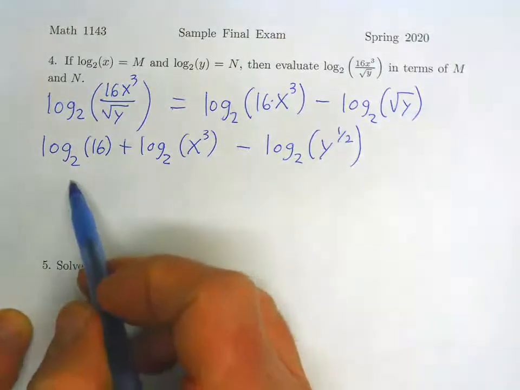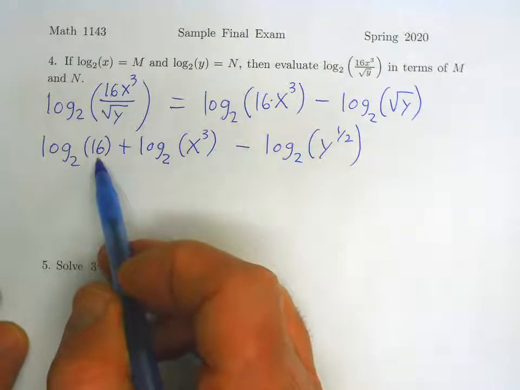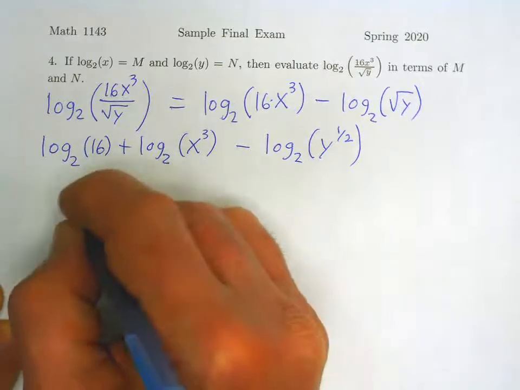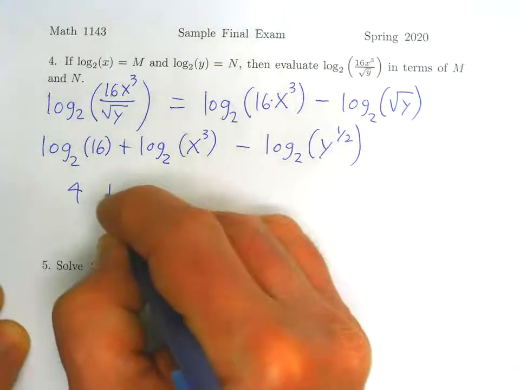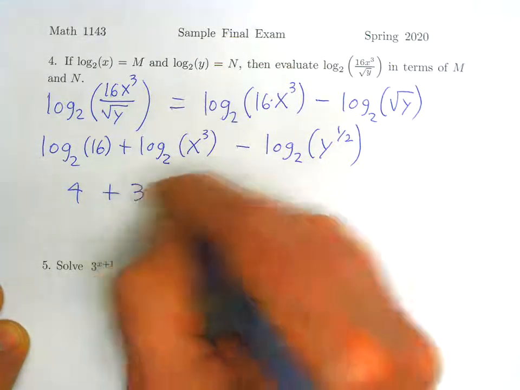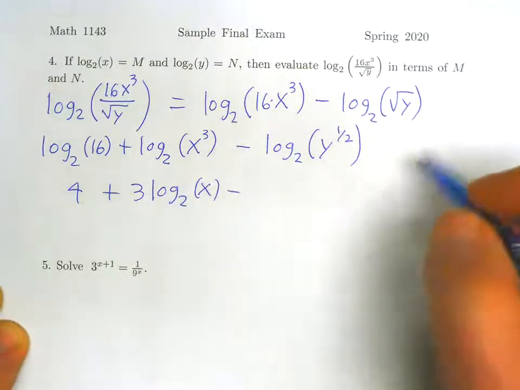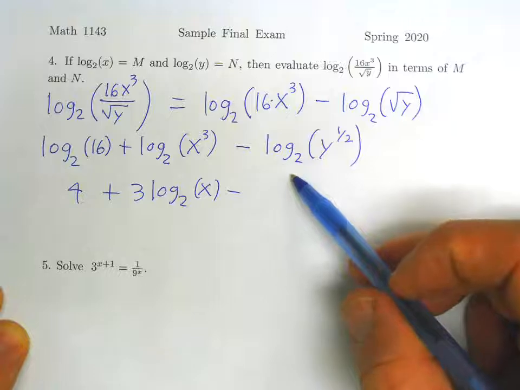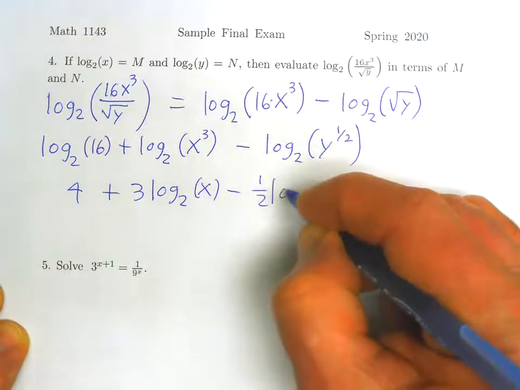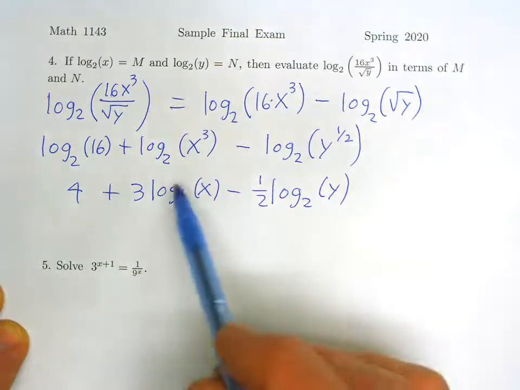We can evaluate the base 2 logarithm of 16 because 16 is 2 to the 4th, so the base 2 logarithm of 16 is just 4. And then the base 2 logarithm of x to the third is 3 times the base 2 logarithm of x. And we're subtracting the base 2 logarithm of y to the 1/2, so that's minus 1/2 times the base 2 logarithm of y. And now we can make our substitutions.